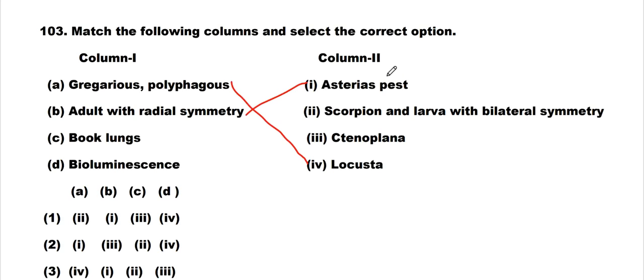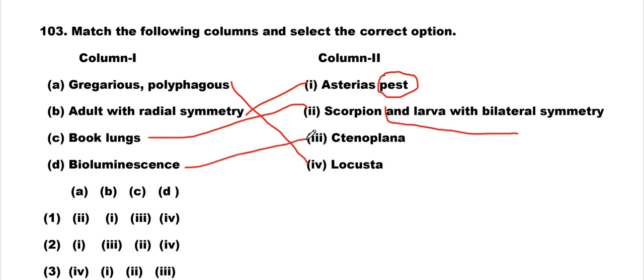So just neglect this. This is by mistake it was printed. Book lungs are in Scorpion. You have to neglect this point. Next, bioluminescent is Ctenoplana, which is a Ctenophore. So for 103, your answer is 3.